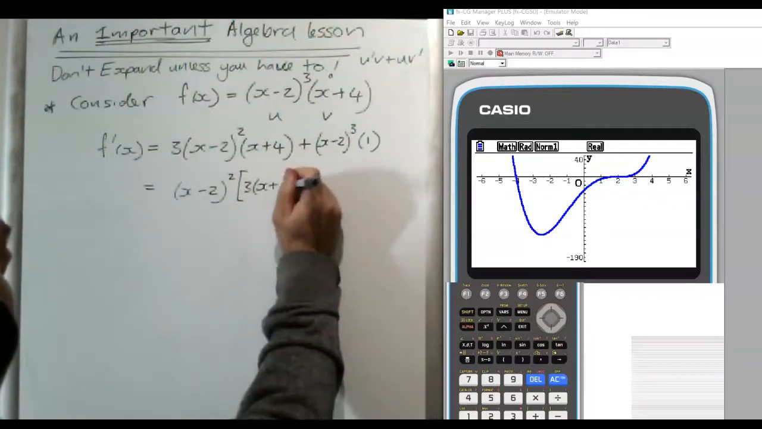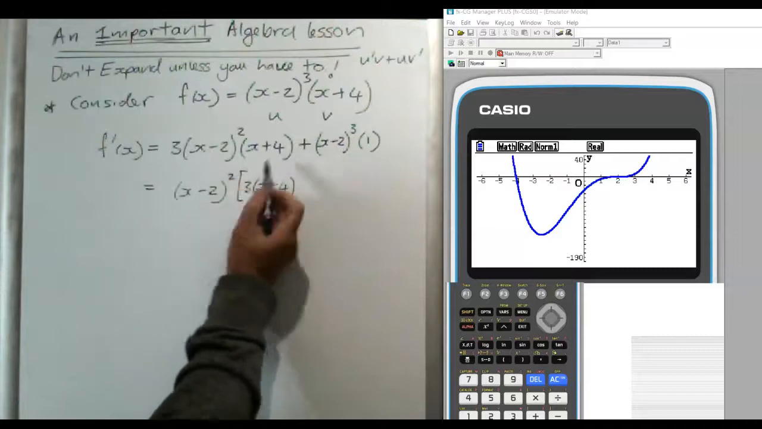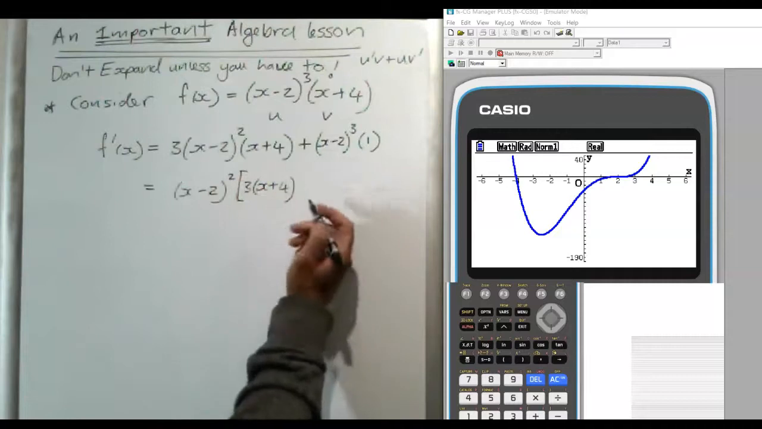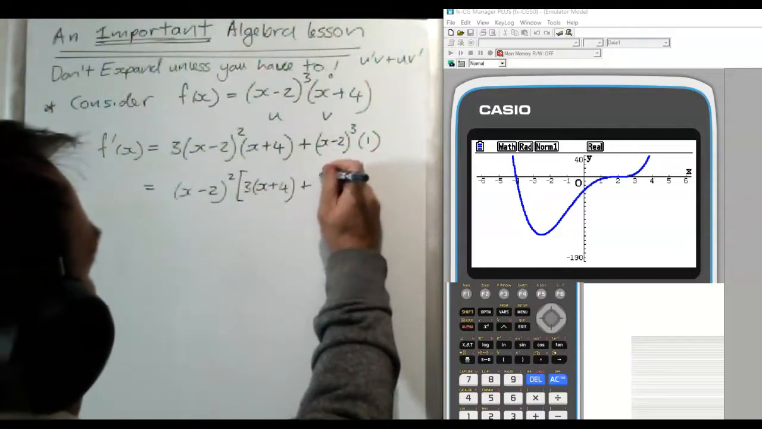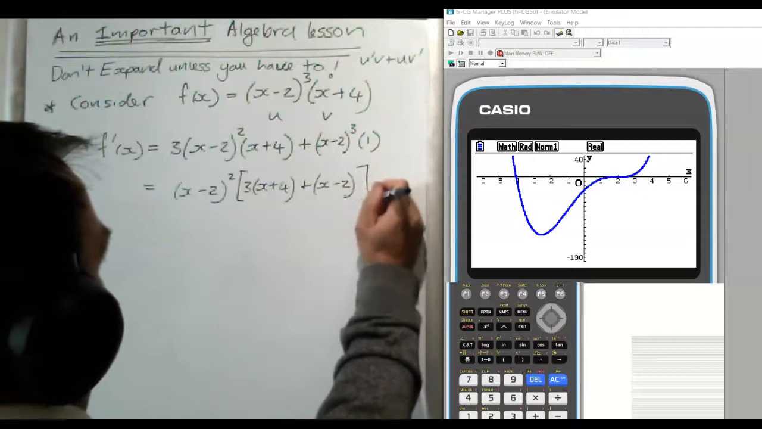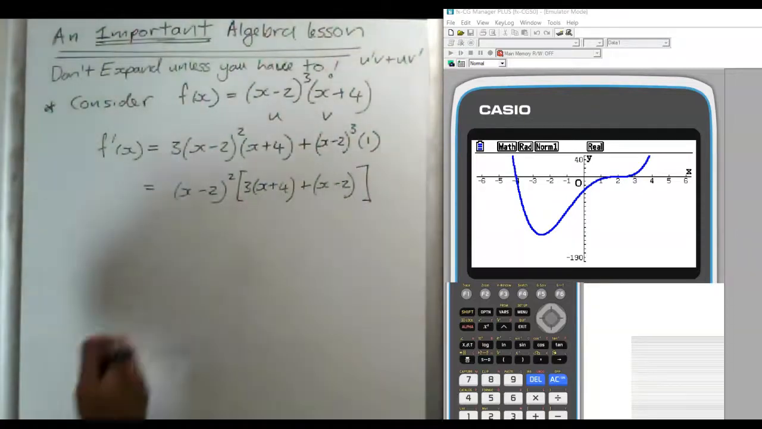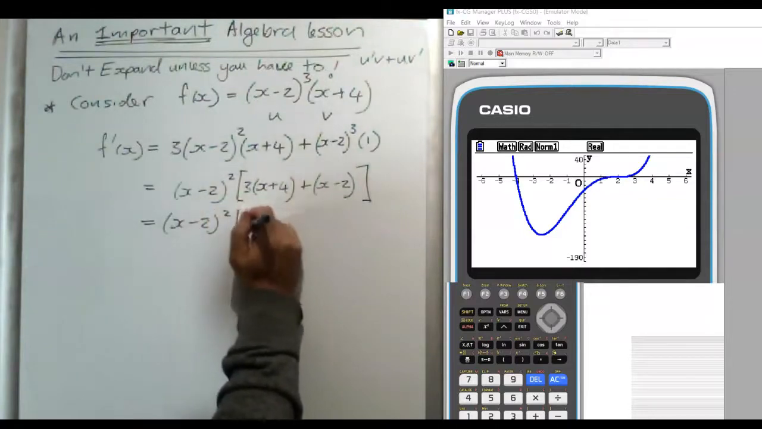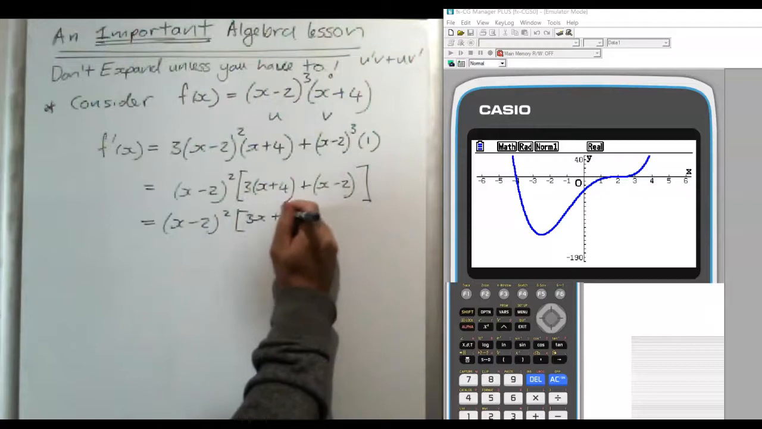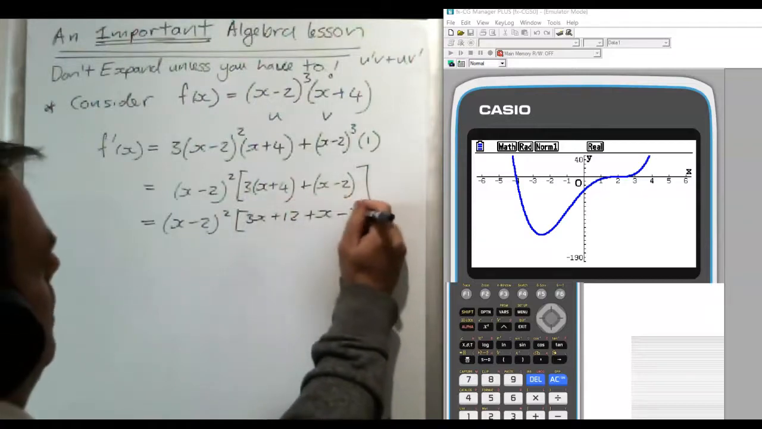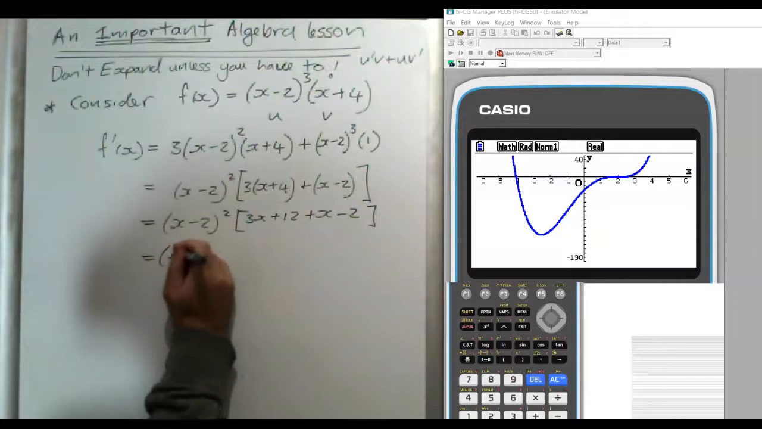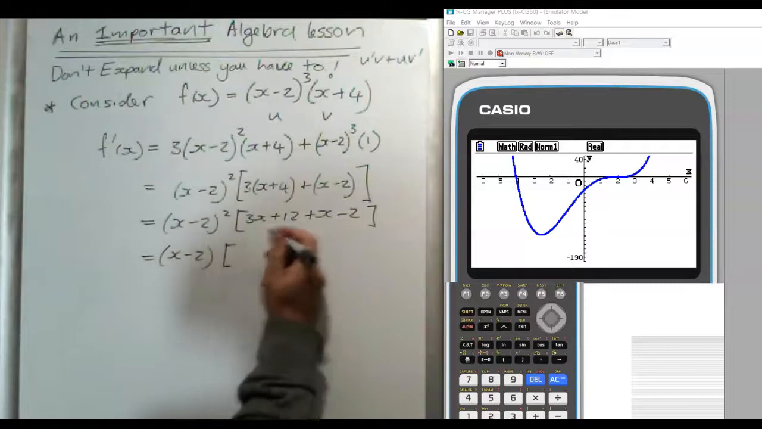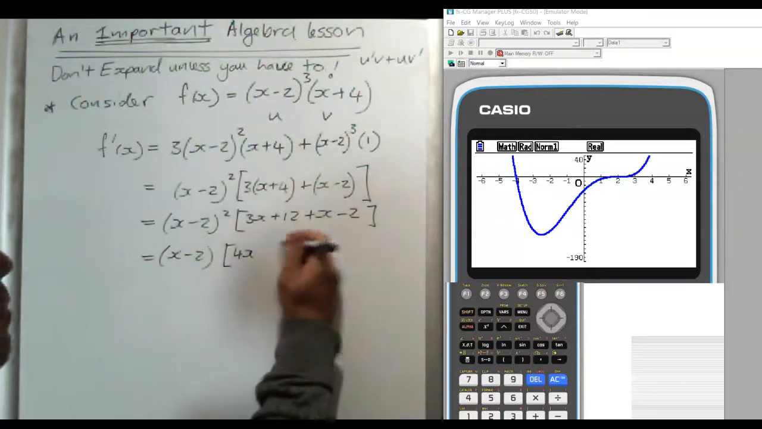Whatever we haven't taken out on this term here needs to go inside this big square bracket, so we haven't taken out the 3 and the x plus 4. And over here we'd have another x minus 2. Now I've left the brackets in. You could have expanded that, but I like to be careful. So here in this square bracket we've got 3x plus 12 plus x minus 2, and then simplifying this, we've got 4x plus 10.